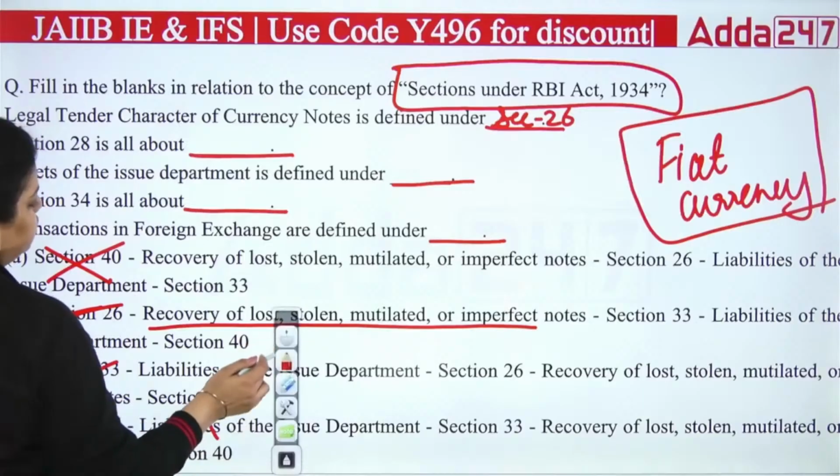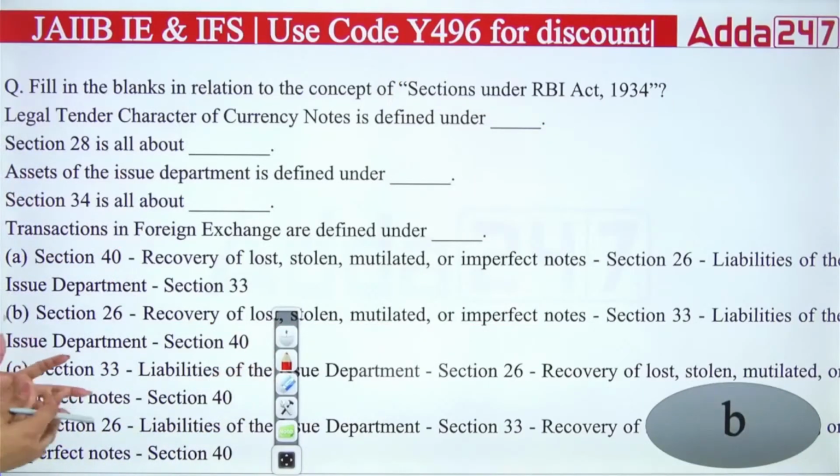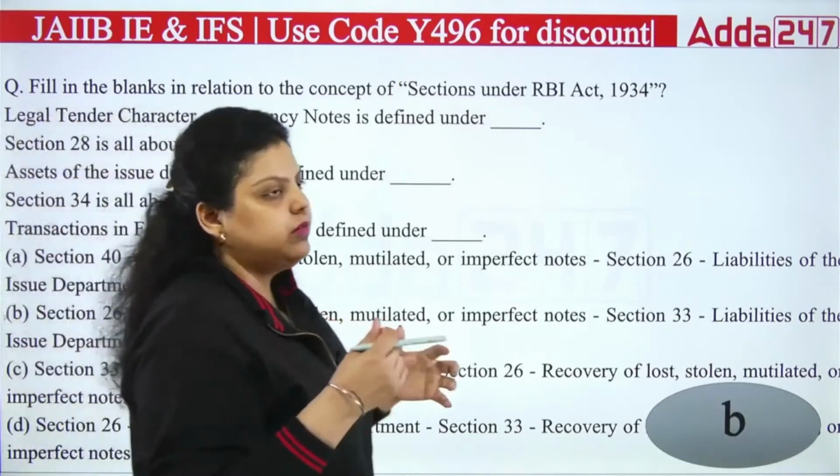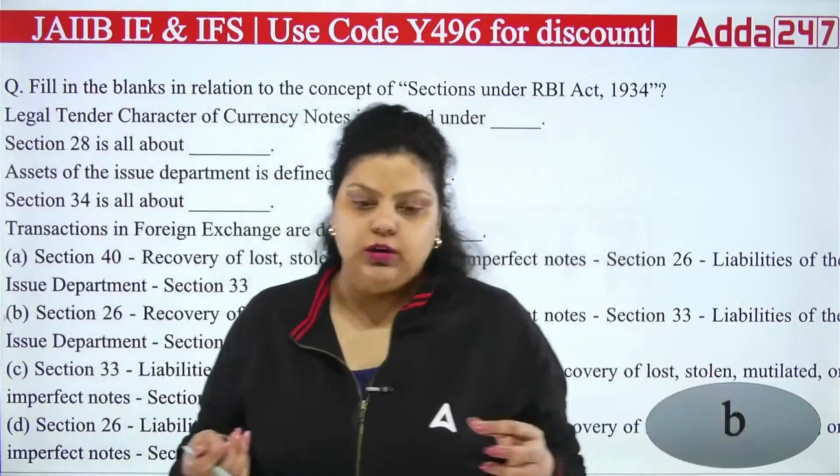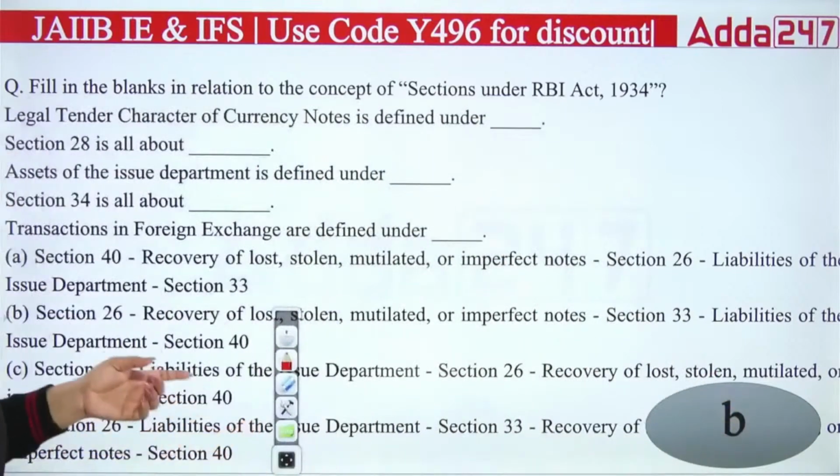Mutilated notes are those notes which have been torn into multiple parts and some of the parts are missing. Those notes are known as mutilated notes. Okay, so the right answer will be B here.